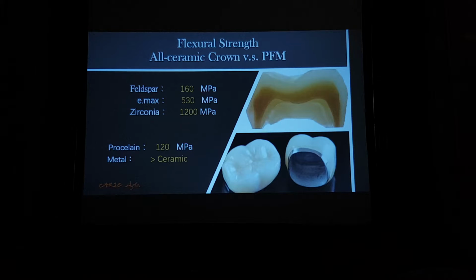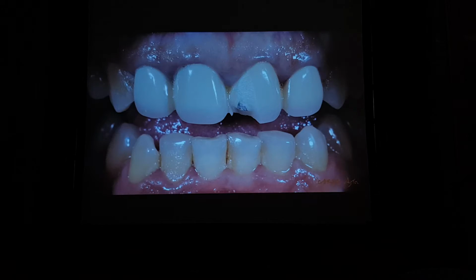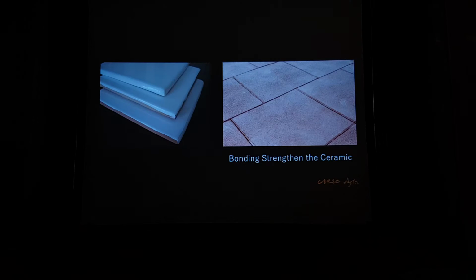So, how can we compare the strength between all-ceramic and PFM? With PFM, the veneering porcelain is just 120 megapascal. It's weaker than any kind of CEREC material, right? But the metal is so strong. But with PFM, if the porcelain fracture happens, you know the whole bridge is a failure, right?